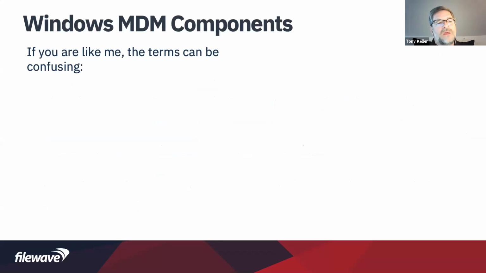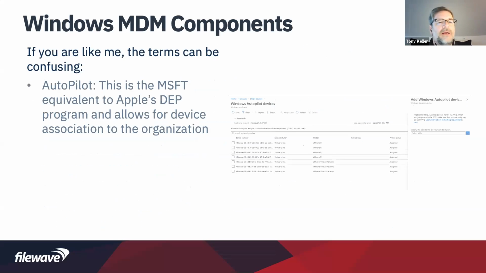All right. So if you're like me though, when I first got involved about a year ago, I guess it was, with Windows MDM, the terms are spectacularly confusing about what pieces are what. And first we're going to talk about Autopilot. And Autopilot confused me forever because I was always combining and confusing Autopilot with Intune. Autopilot is the Microsoft equivalent to Apple's DEP program, right?